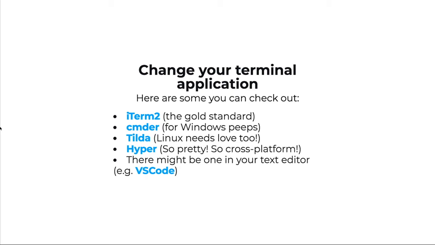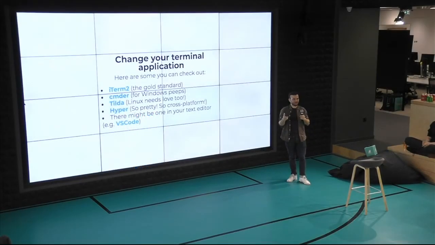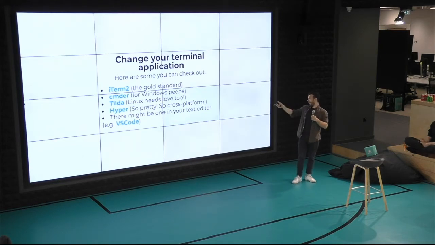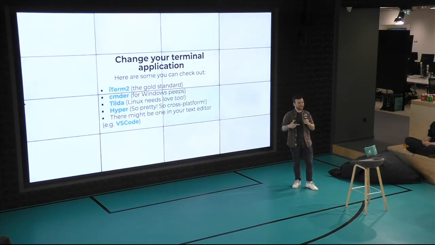I have never used CMDER and Tilde, because I don't use those two OSs. Hyper is a really cool one if you're using Mac OS or Windows or Linux, because it is cross-platform and it's built with JavaScript, which is kind of cool. It's very pretty. It's a very aesthetically pleasing terminal. So if you want to have something that's a bit easier on your eyes, kind of like how your text editor has really nice fonts and things, Hyper is cool. Also really recommend you check out, if you use a text editor that has a terminal, to check it out. VS Code is really good, and VS Code has a lot of features, for example, that integrate with that terminal.